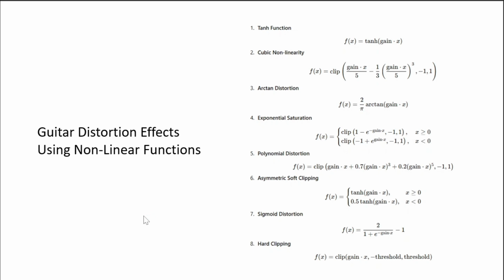So now what we specifically want to do is look at these 8 different nonlinear functions, starting from tanh, cubic non-linearity, arctan distortion, exponential saturation, polynomial distortion, asymmetric soft clipping, sigmoid distortion, and hard clipping, and see how they impact the sound.